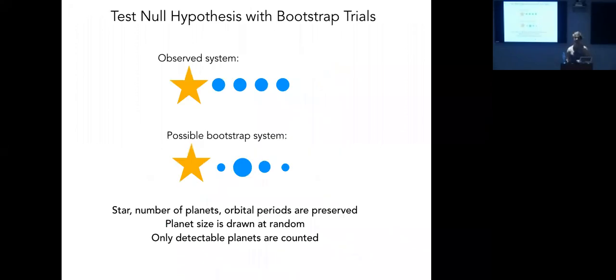To test the role of observational bias, we designed a bootstrap test. So for each observed system, we used the observed stellar property and observed orbital periods of the planets, but then drew the planet radii at random. The way that we drew each planet radius did not depend in any way on the size of the previous or the next planet. So this is a test of the null hypothesis, which is that the planet sizes in the same system are not at all correlated. Then we removed any planets that were too small to detect in each system.